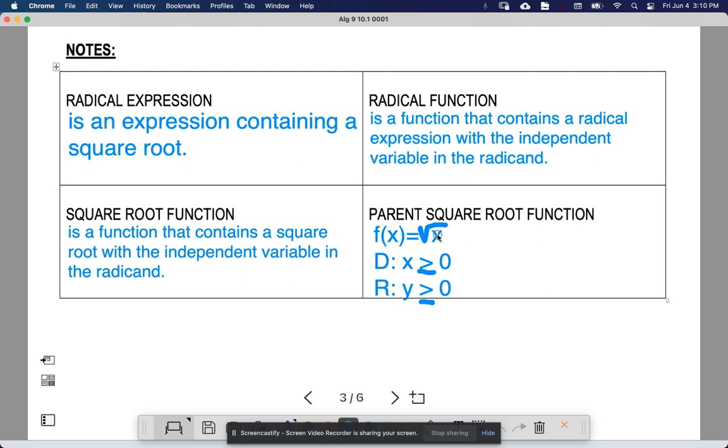For our parent function also, when we're looking at this, we have our domain, which is going to be greater than or equal to 0. And we also have our range that's going to be greater than or equal to 0 here. So we're going to look at graphing these out and how they move around based on the parent function.